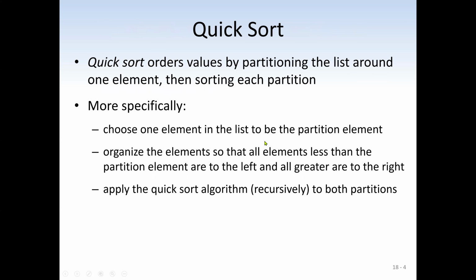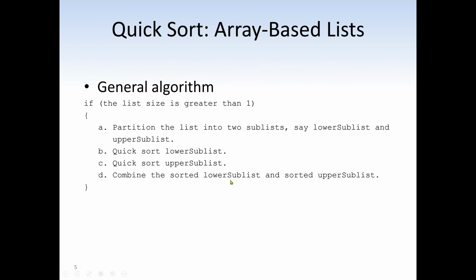So again, I'll go through the quicksort algorithm one more time. First, we choose one element in the list to be the partition element. Then we organize the elements so that all the elements less than the partition element are to the left, and all the elements greater than the partition element are to the right. Then we apply the quicksort algorithm recursively for both partitions. Then we combine them. So those are the steps, the concept.